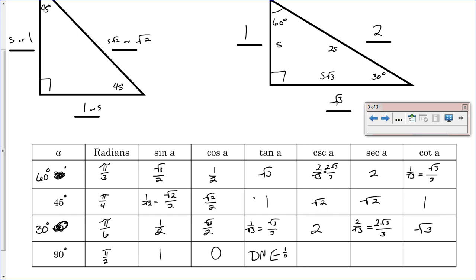The cosecant is the flip of the sine, which is 1 over 1, which is still 1. The secant is the flip of cosine, which would be 1 over 0, so that does not exist. And then the cotangent is the flip of the tangent. Well, the reciprocal of does not exist is 0. All right.